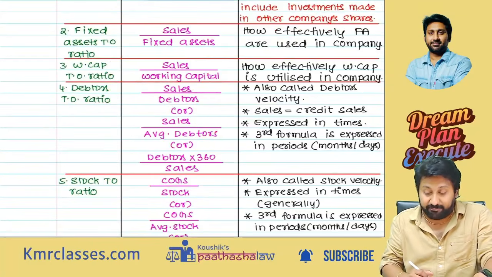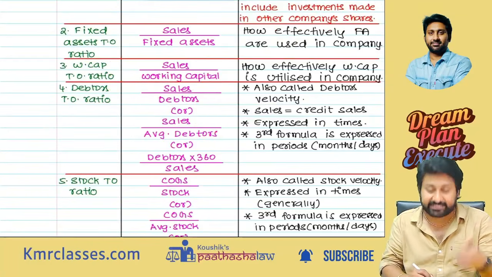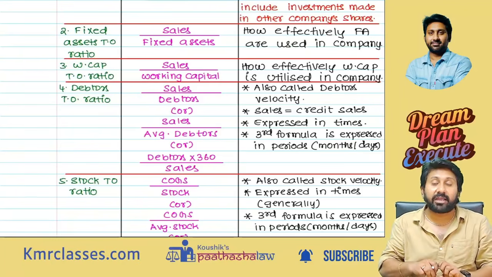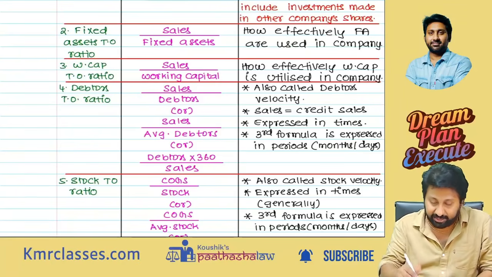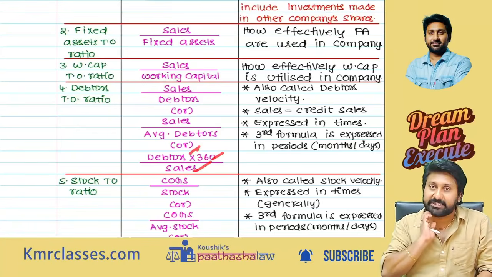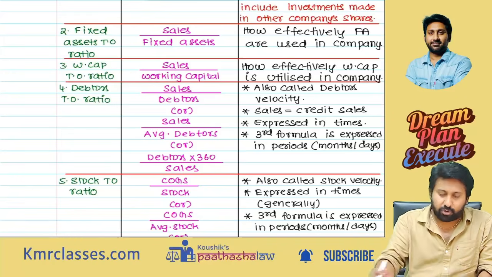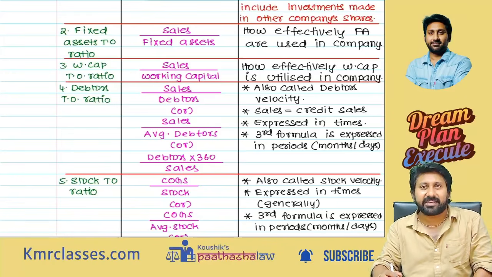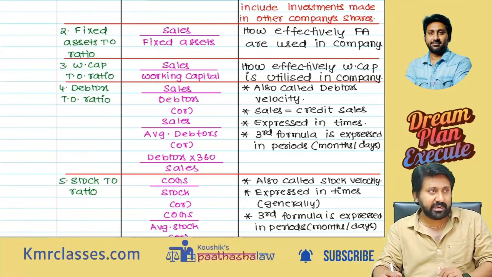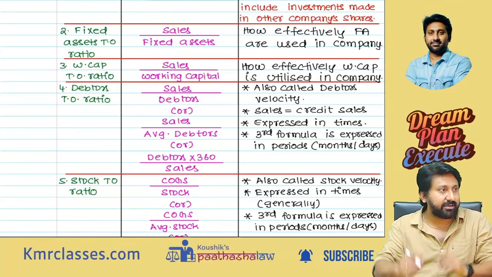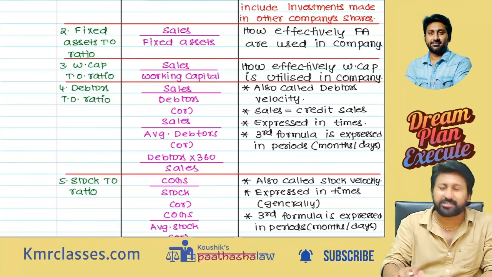Or if you want the answer in days, not in amount. Debtors turnover ratio, you want in days, number of days: debtors into 360 by sales. What does it mean? Total debtors by total sales gives you one day's debtors on sales. Into 360, total debtors will come. So that is debtors turnover ratio.